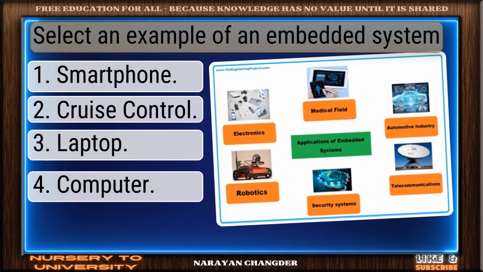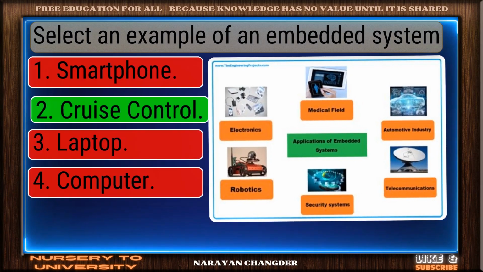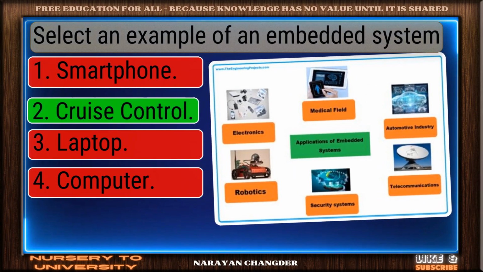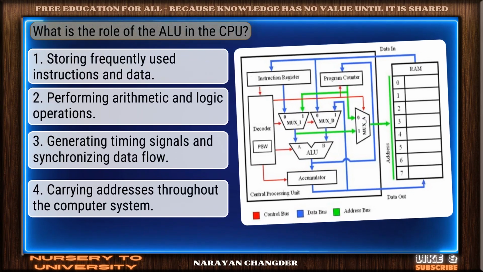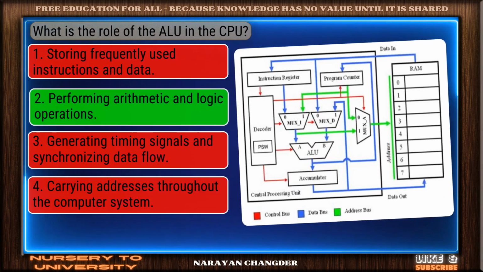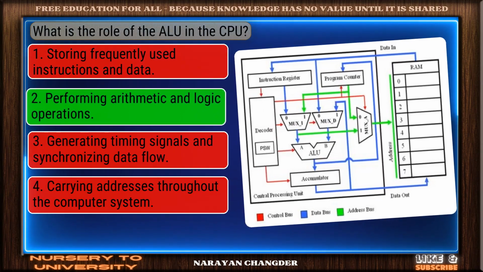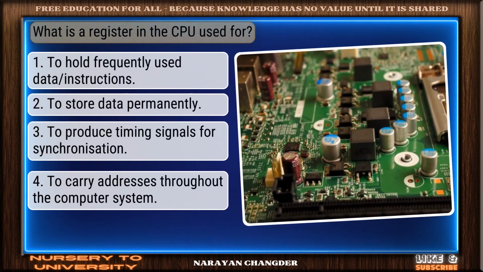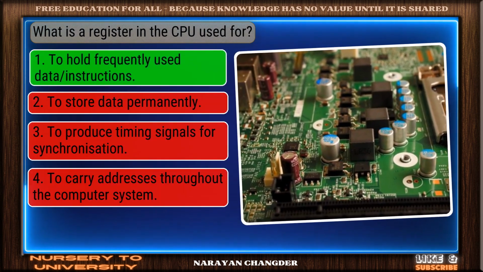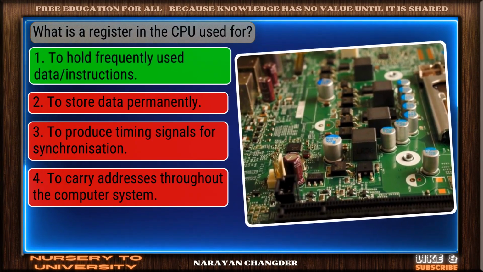Question number 43. Select an example of an embedded system. Exactly. Cruise control makes sense, and it is the right choice. Question number 44. What is the role of the ALU in the CPU? Solid response. Performing arithmetic and logic operations is a valid choice. Question number 45. What is a register in the CPU used for? Right choice. To hold frequently used data instructions is the best answer.